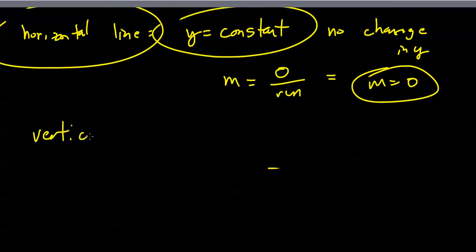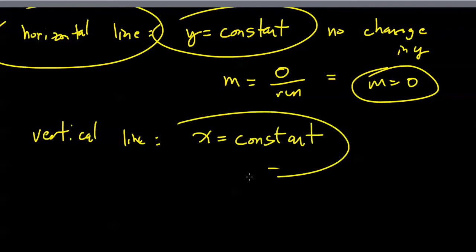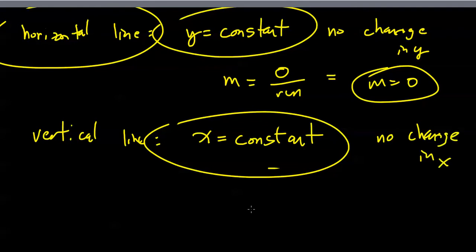And again, vertical line. Well, vertical lines can always be reduced to the form x equals a constant, and if that is true, there is no change in x. Hence, there is no run. So it doesn't matter what your rise is between any 2 points. If your line is vertical, you've got no change in x, no run, and undefined slope.